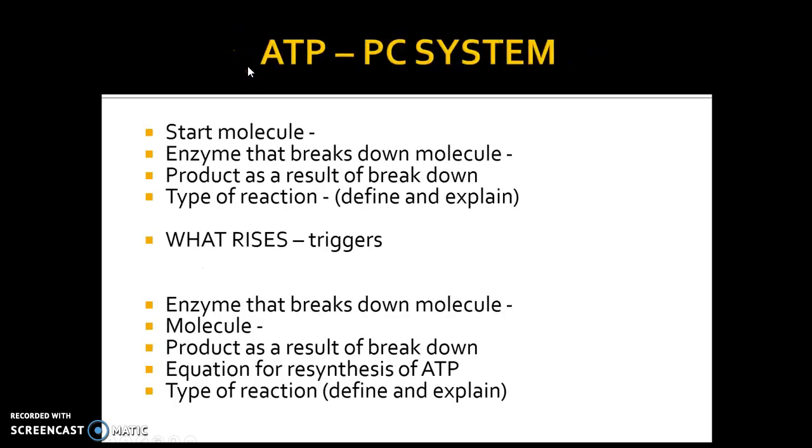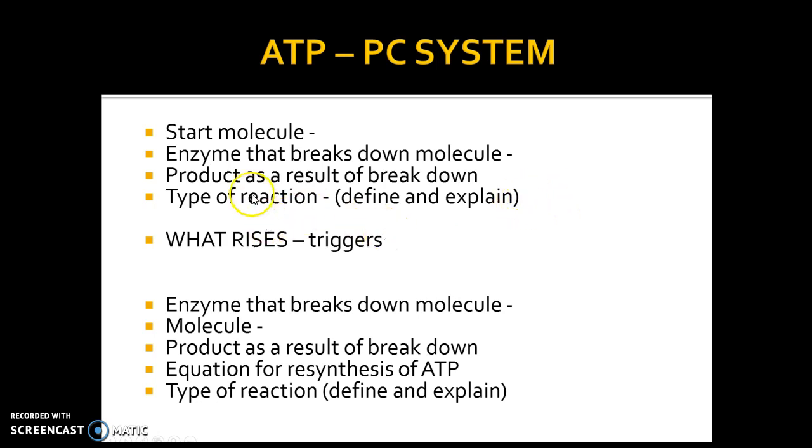Right, let's get into the system then. So starting off, the ATP PC system. The start molecule for this case would be ATP. ATP is broken down by the enzyme ATPase. This will lead to ADP plus P plus energy. Now this is an exothermic reaction because energy is released from the breakdown of ATP.